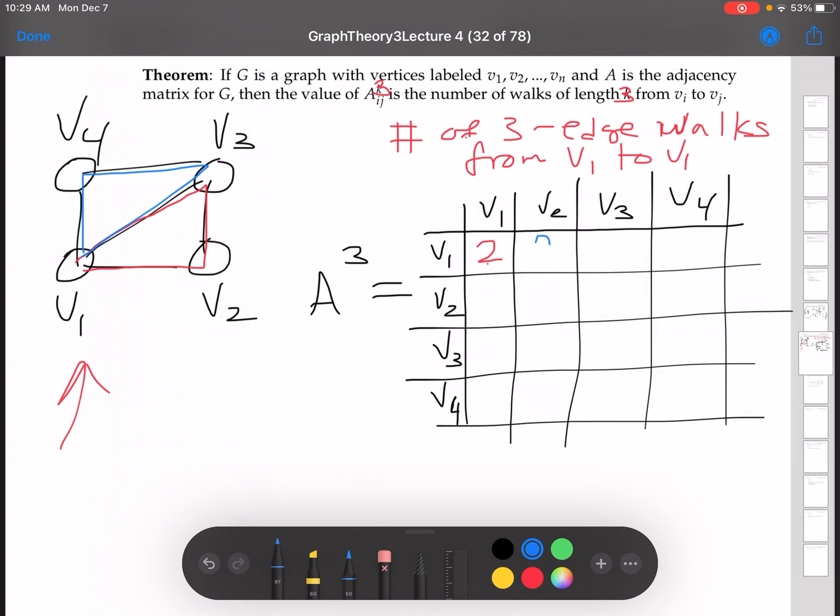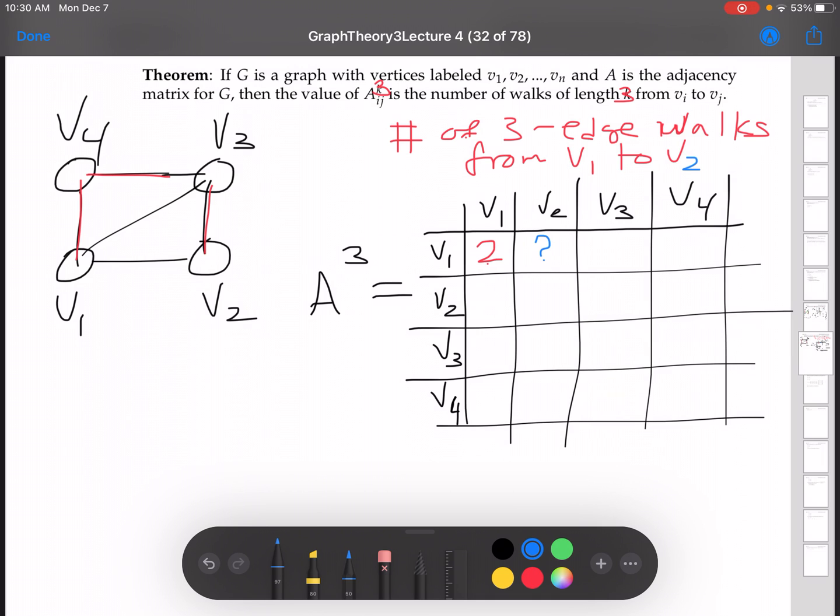Now let's look at this entry here. This is the number of 3-edge walks from V1 to V2. So how many 3-edge walks are there from V1 to V2? Many of you are probably already saying, okay, I know what that is. You could do this way. That's 1. Is there any other 3-edge walk? Let's see.